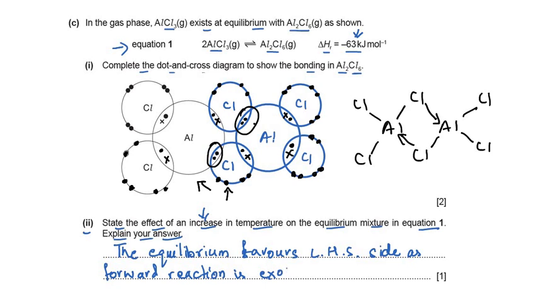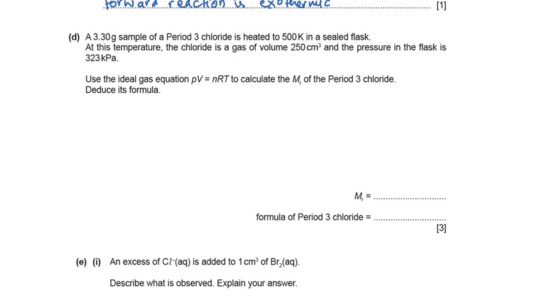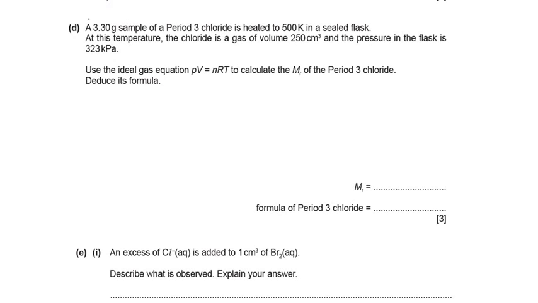This is the only explanation we can write for 1 mark, or we can explain in detail if it is 2 marks, that according to Le Chatelier's principle, the equilibrium will oppose the change made to the equilibrium. But 1 mark doesn't need more explanation. Let's see what's the next question here. The next question says, a 3.30 gram sample of a period 3 chloride is heated at 500 Kelvin in a sealed flask.